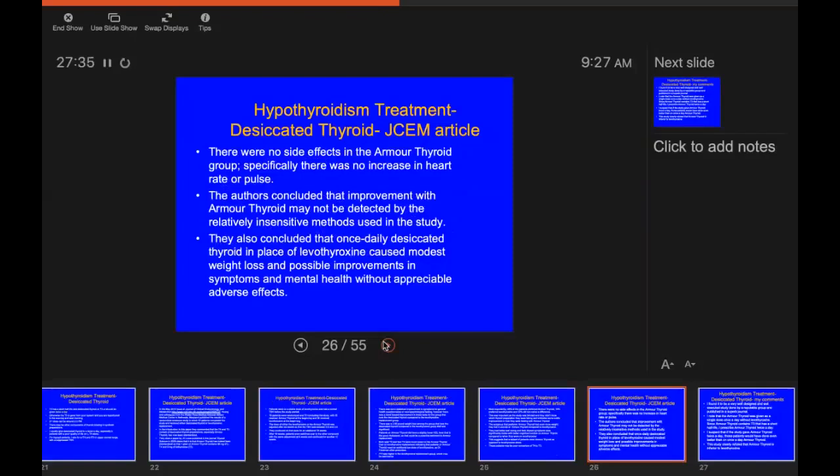The authors concluded that the improvement in Armour thyroid may not be detected by the relatively insensitive methods used in the study. And they used once a day desiccated thyroid. I recommend, as I said, twice a day. It led to modest weight loss and possible improvements without appreciable adverse effects.